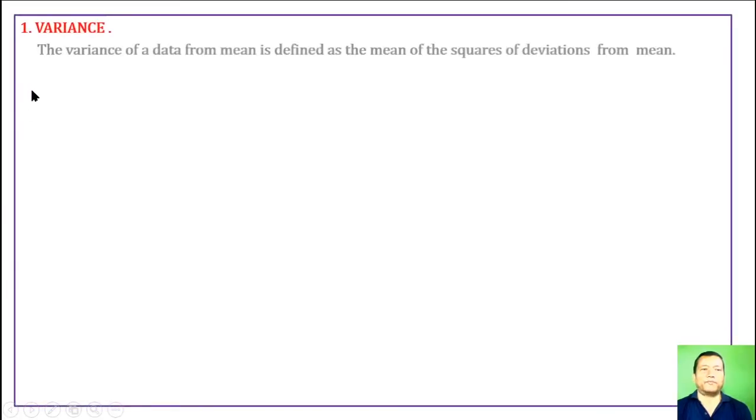What is variance? The variance of a data from mean is defined as the mean of the squares of deviations from mean. Thus, variance is denoted by sigma square, which is equal to 1 by n times the summation of xi minus mean whole square.